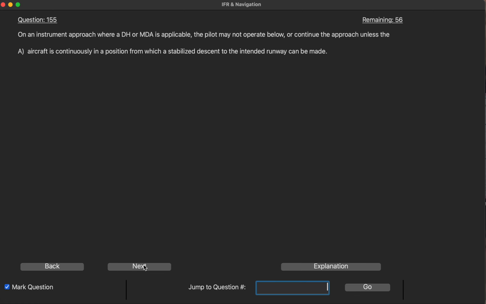On an instrument approach where a DH or MDA is applicable, the pilot may not operate below or continue the approach unless the aircraft is continuously in a position from which a stabilized descent to the intended runway can be made.